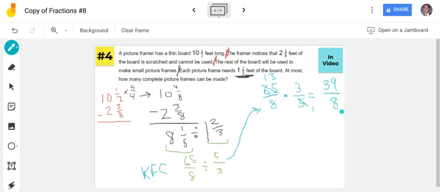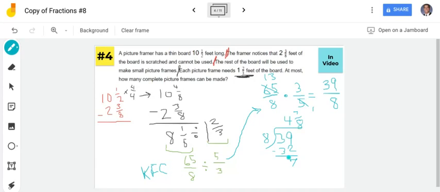That's, of course, an improper fraction. So let's make it a mixed number. Let's divide 39 by 8. 8 goes into 39 how many times? 4, right? Because 4 times 8 is 32. I subtract 39 minus 32 to get 7. And so I am left with 4 7/8.